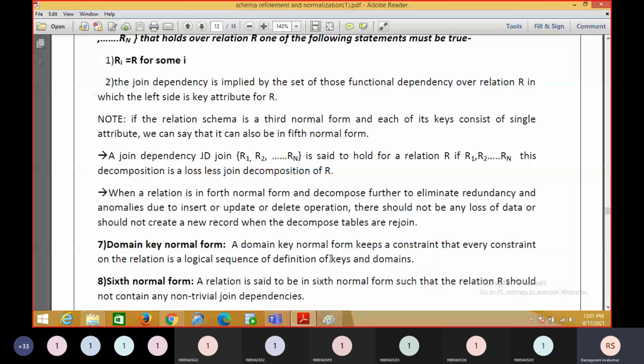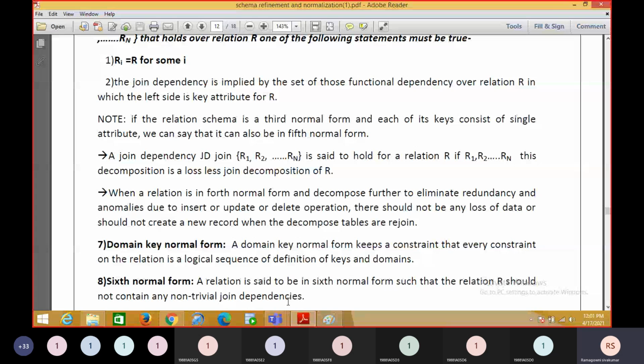Sixth normal form: a relation is said to be in sixth normal form if the relation R does not contain any non-trivial joint dependency. Your non-trivial joint dependency should not be there. So these are the rules for the number of normal forms. Now we need to know some key points of the normal forms.